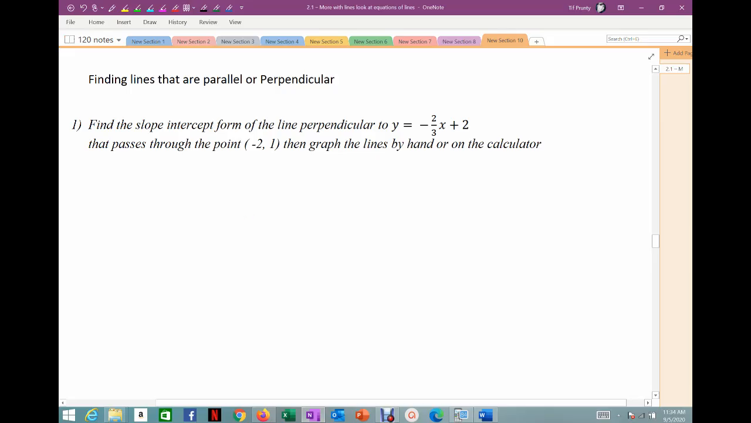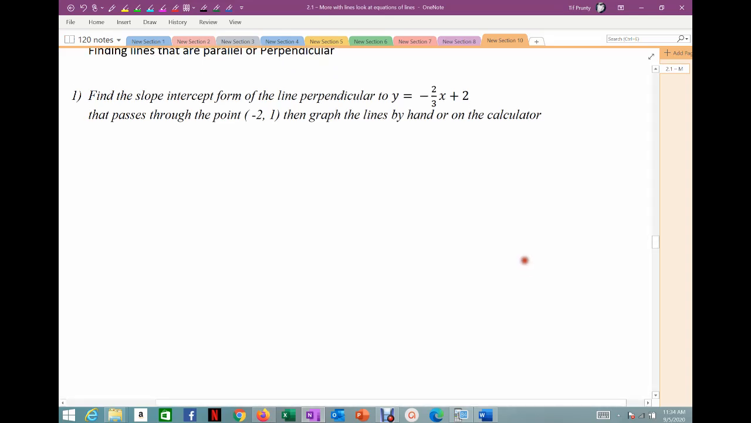Okay, so in the last video I introduced what perpendicular lines are and what parallel lines are. So in this video we're going to do two examples where I want to find lines that are perpendicular and lines that are parallel. These are examples of each of those cases and how we do that. So the first case is the perpendicular case.